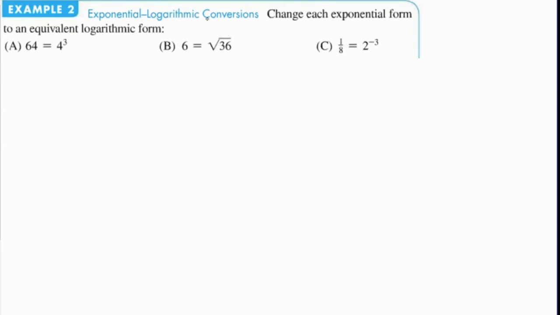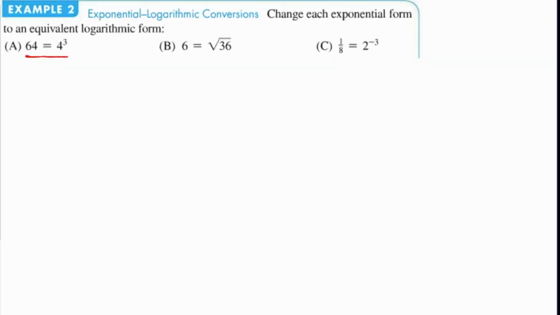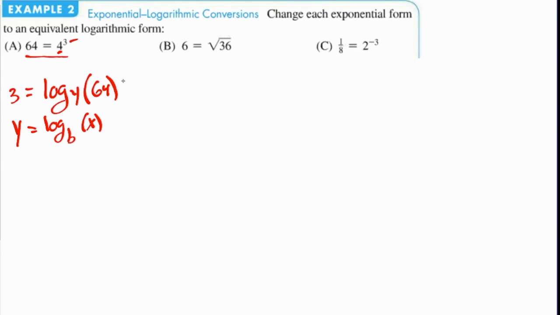So we're continuing with the rewrite practice. How do I find the logarithmic equivalent of this exponential? Well, we're going to reverse everything we just did here. Instead of taking the log and putting it as an exponent, we're going to take the exponent and put it as a log. So we know that the base is 4, so log base 4. The argument is going to be 64, and the exponent is going to be our y. So we have that y equals log base b of x format, and that's the logarithmic form of that exponential equation.